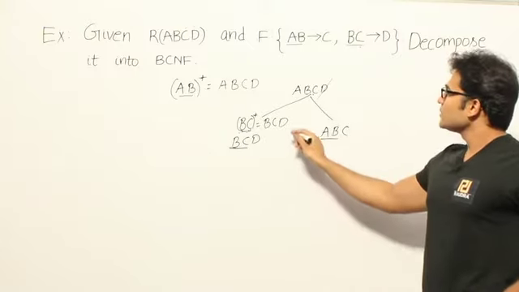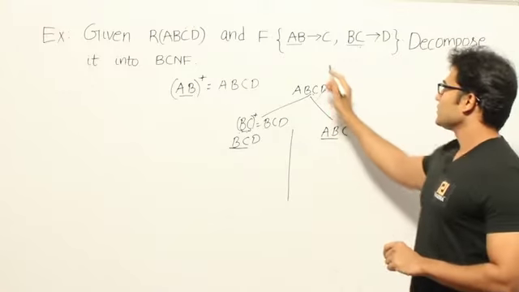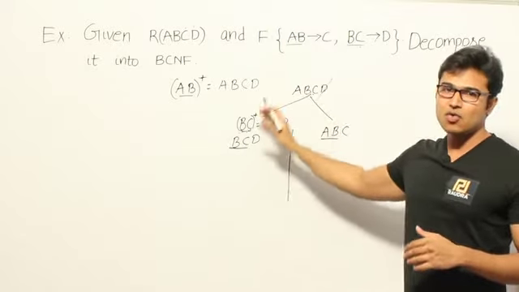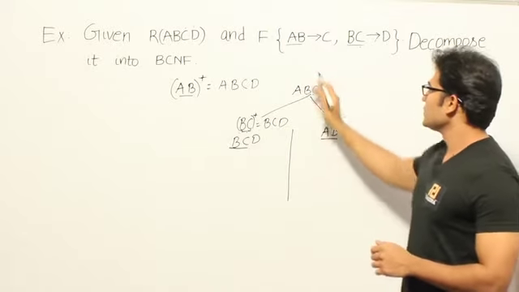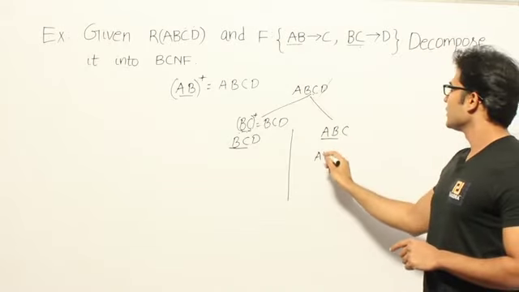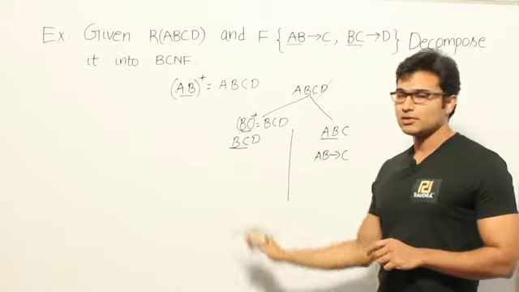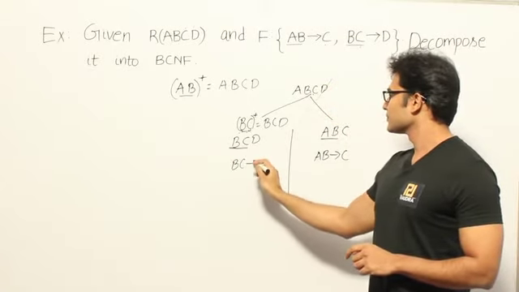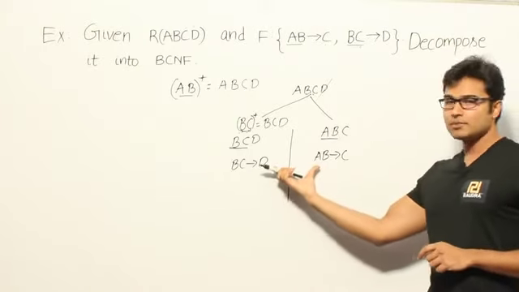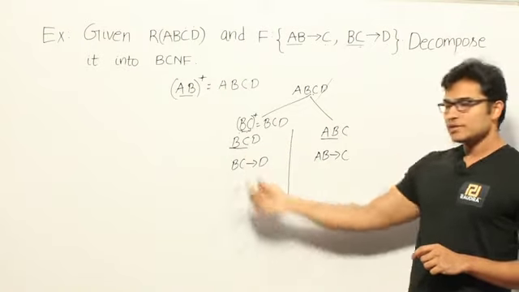Now let us see whether it is functional dependency preserving or not. How can we find it out? Let's see which functional dependencies hold on each one of them. Now if you see this, AB determines C definitely holds on this table, right? And BC determines D definitely holds on this table. Got it? So it is both dependency preserving as well as lossless, and also this table is in BCNF.